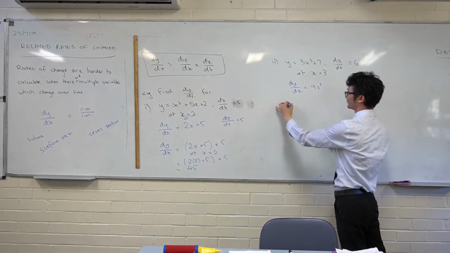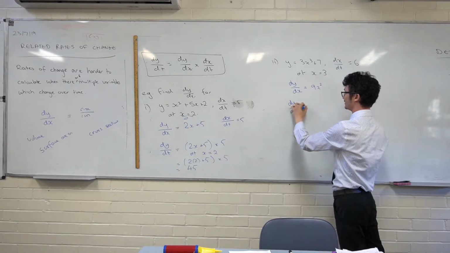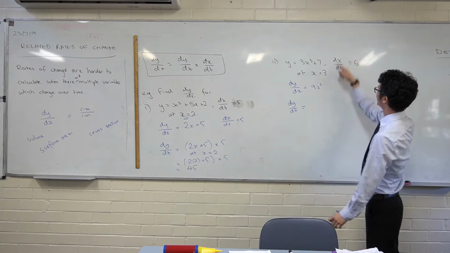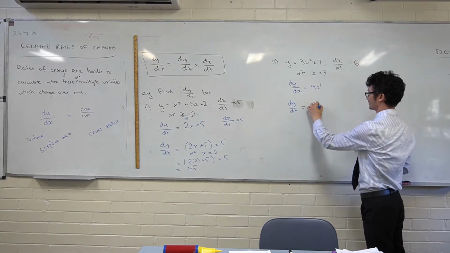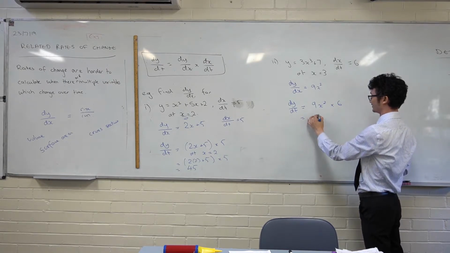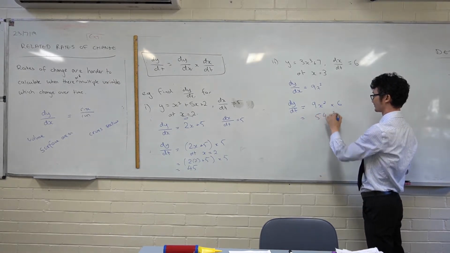All right, let's try and find dy dt now. I've got dy dt is equal to, I've got my pieces here. I've got dy dx, and I've got dx dt. Let's put them together. And if you want, you could simplify it. So we're going to get 54x squared.